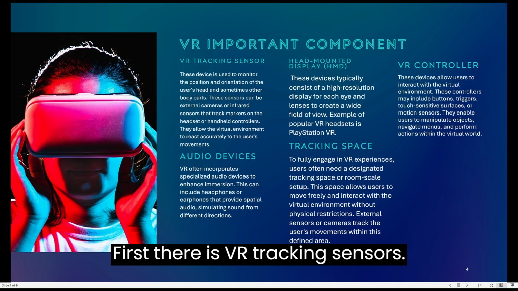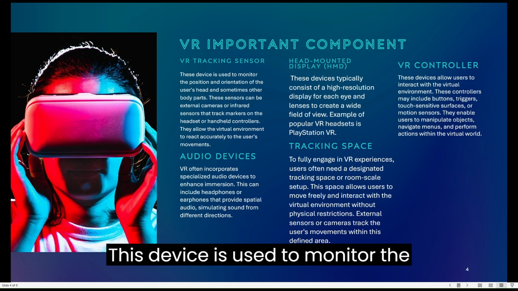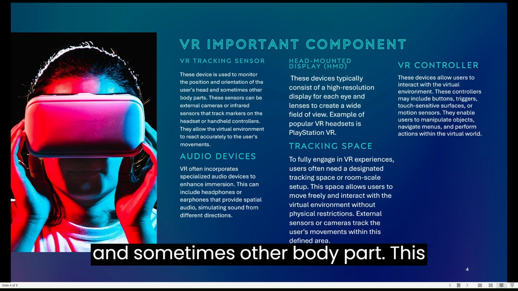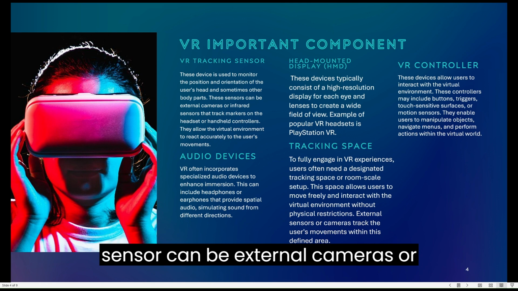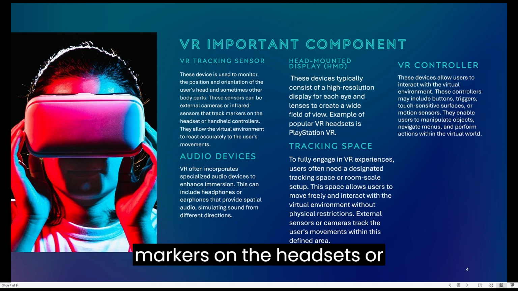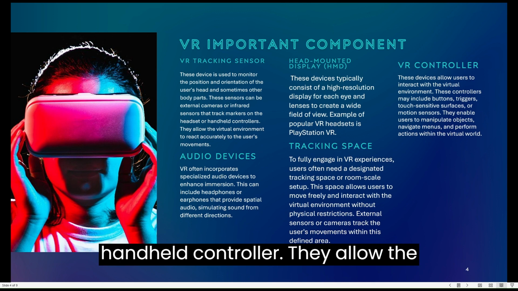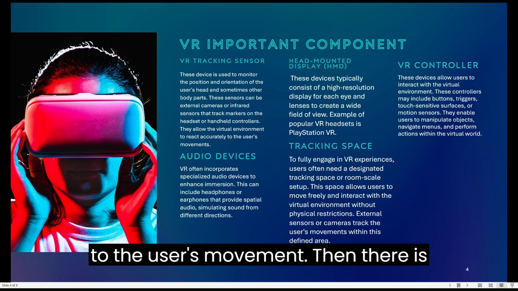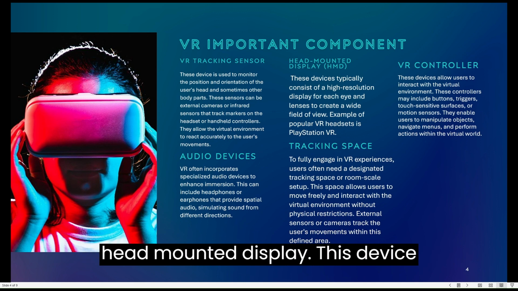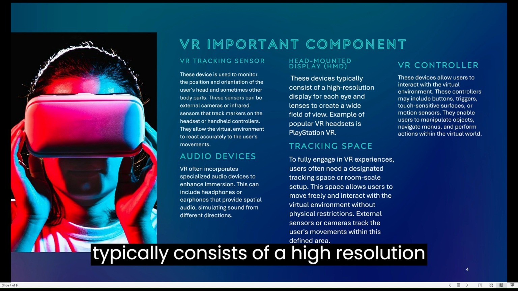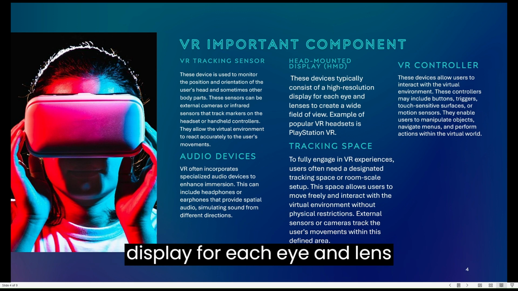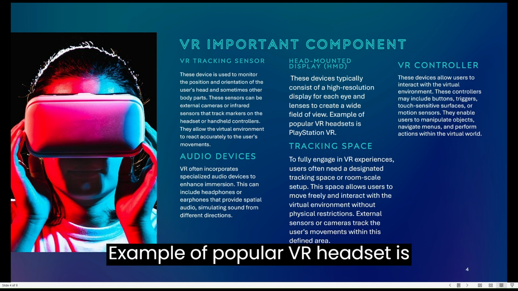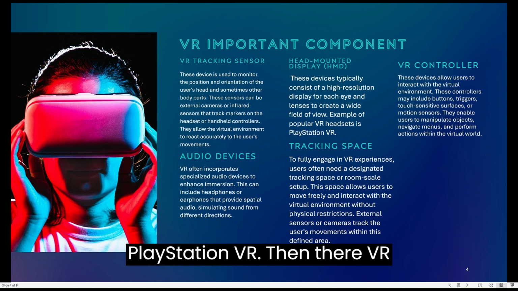Moving on to the next, the VR important components. First, there are VR tracking sensors. These devices are used to monitor the position and orientation of the user's head and sometimes other body parts. These sensors can be external cameras or infrared sensors that track markers on the headsets or handheld controllers. They allow the virtual environment to react accurately to the user's movement. Then there is the head-mounted display. This device typically consists of a high-resolution display for each eye and lenses to create a wide field of view. An example of a popular VR headset is PlayStation VR.